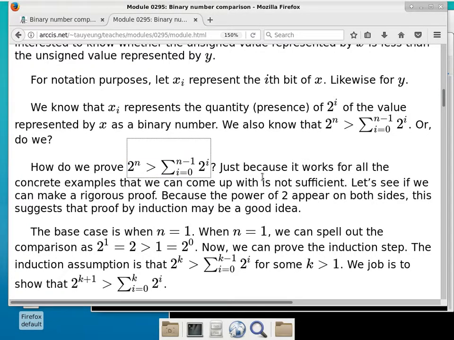Just because it works for all the concrete examples we can come up with is not sufficient to say that this works in general. In other words, you plug in n being 1, it seems to work. You plug in n being 2, it seems to work. You plug in n being 3, it seems to work. And you try everything up to 10,000, it seems to work. Does it guarantee that 10,001 is going to work? Nope, it does not guarantee at all. So what you need to do is to go through a mathematical proof to get this done.